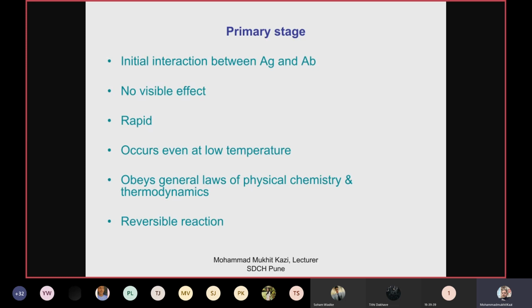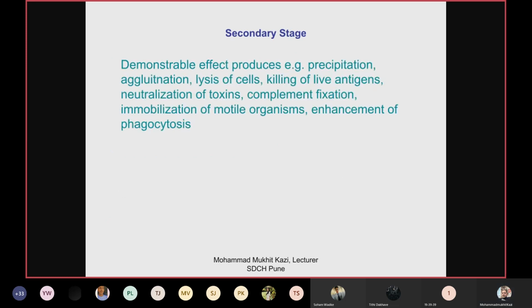After a couple of days or a week, antibody will start producing against that antigen by the immune response, and there will be a reaction. These antigen antibody reactions will occur even at low temperature, and they generally follow the laws of physical chemistry and thermodynamics. And these reactions can be reversible.